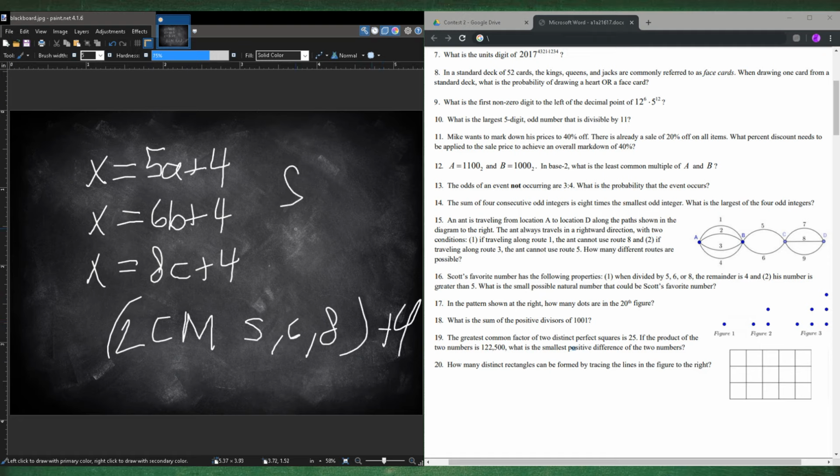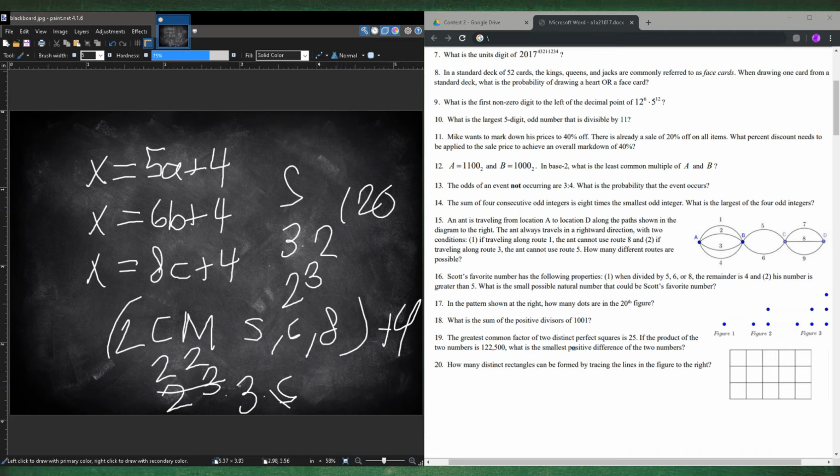So 6 is 3 times 2, and 8 is just 2 to the 3. So I need 2 to the 3 times 3 times 5. That's 8 times 3 is 24, oops, sorry. Let's just get the 2 times 5 out already, so that makes 10. And 4 times 3 is 12, so times the 10 is 120. So 2 cubed times 3 times 5 is 120, and adding the 4 is 124.